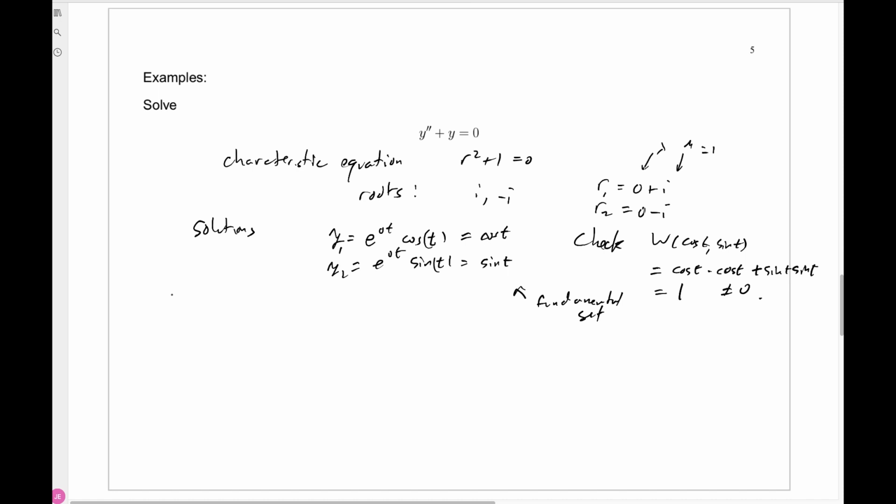And our general solution, I'll write it in this form and I'll show you why here, will be y equals a times cosine t plus b times sine t. Here a and b are any real numbers. We kind of want to understand the behavior of these solutions.